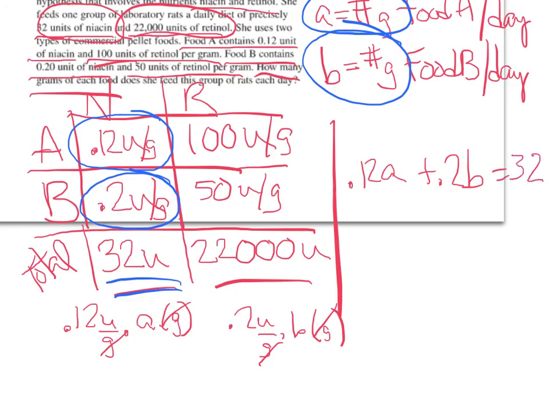Now we'll do the same thing for the retinol. So we have 100 units per gram in food A, so 100 A, plus 50 units per gram in food B, so that's going to be 50 B, should equal 22,000. Now the numbers are kind of big here, but here you have a system of equations which is quite easily solved. In fact, if you wait until you see how to solve a system of equations using matrices with your TI graphing calculator, you could solve this on your TI calculator. Otherwise, if you want to just play around with it and try to solve it by either the substitution or elimination method, feel free to do that.